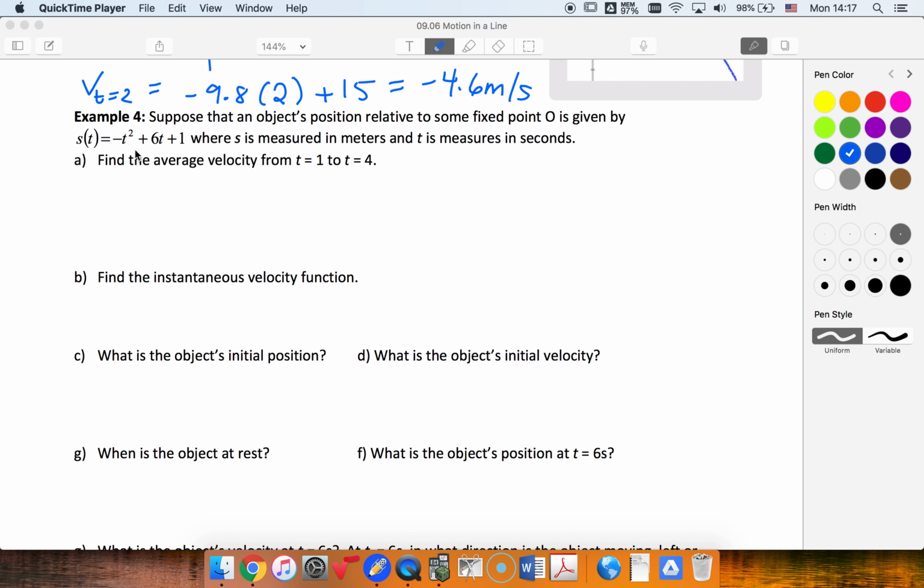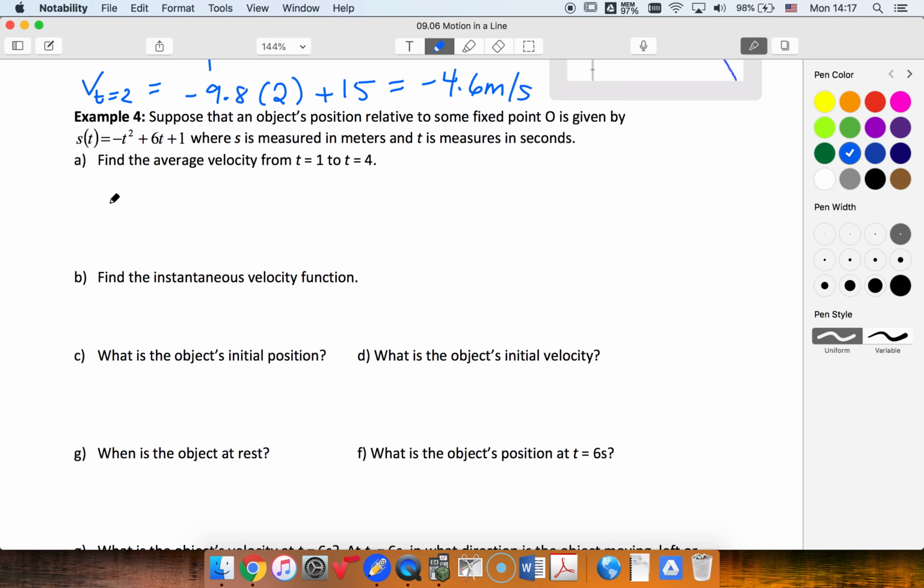All right, now we have another function also following a quadratic model. So now we're going relative to a fixed point. It doesn't say up or down, left or right, but it's going to be one of those two things. So find the average velocity from 1 second to 4 seconds.